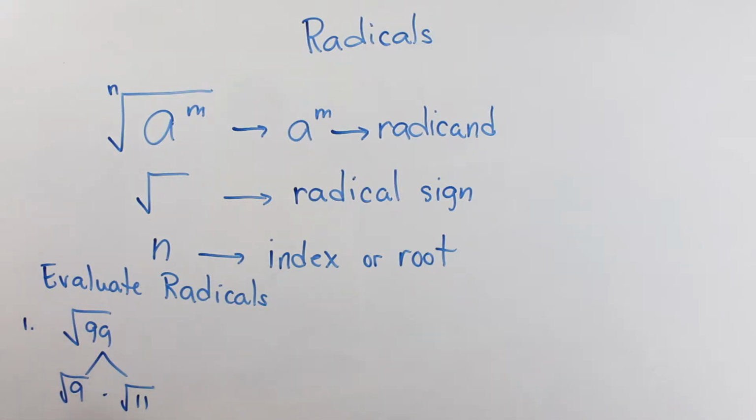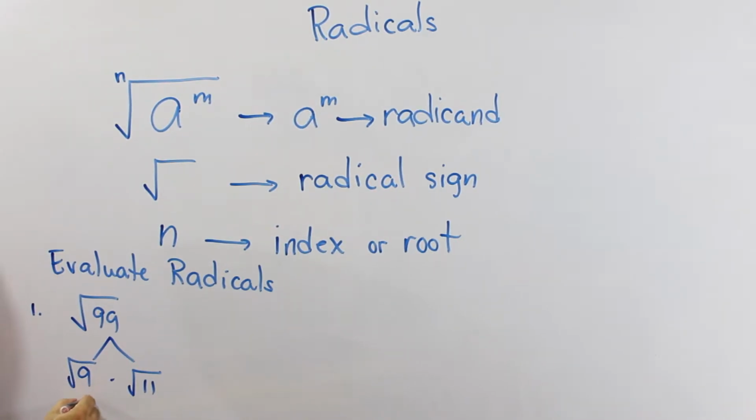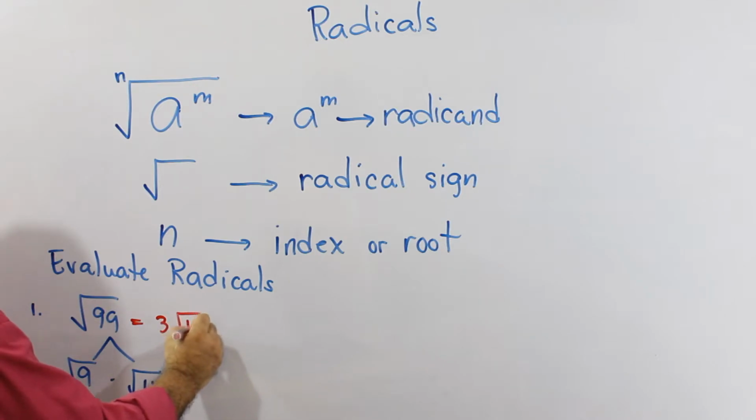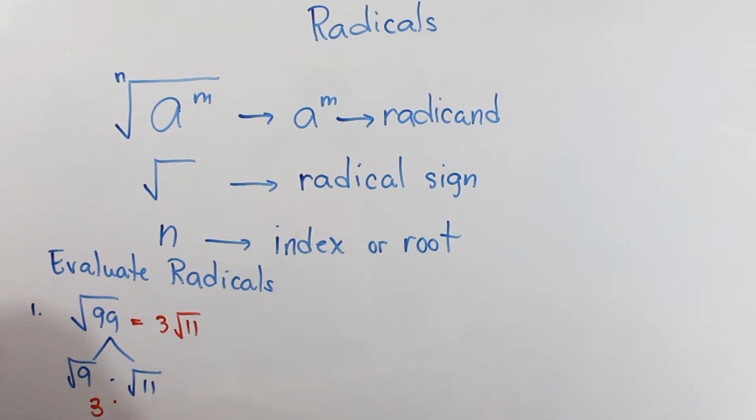But here, we're going to evaluate, because this 9 is a perfect square, and its value is nothing but 3. However, this square root of 11 has no exact value. Therefore, your final answer here will simply be 3 square root of 11. The question now is, how are we sure that our answer for square root of 99 is 3 square root of 11? This is how you're going to check your answer.